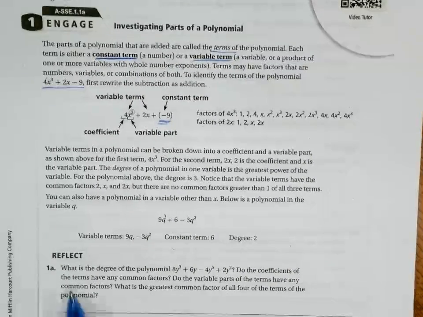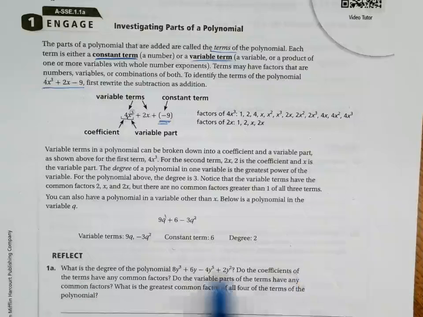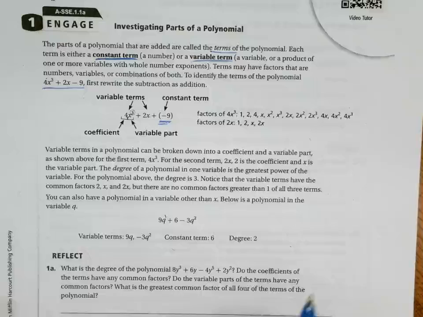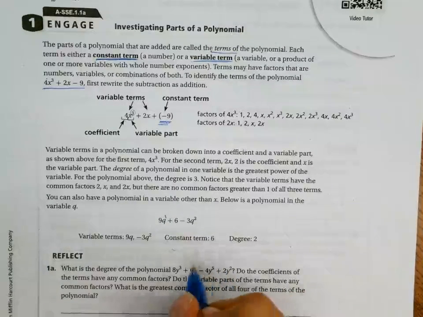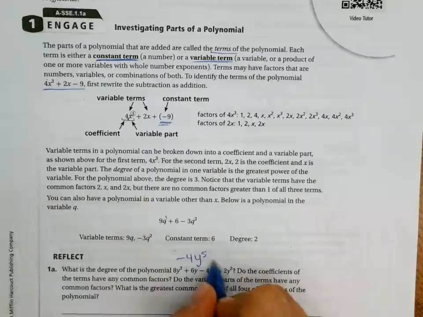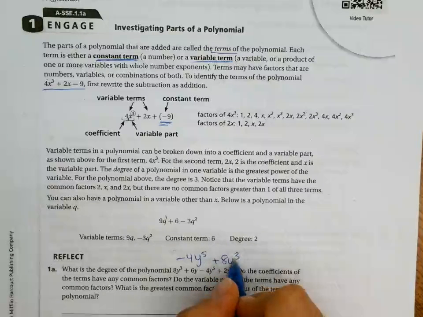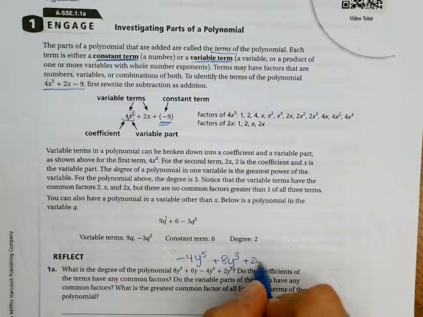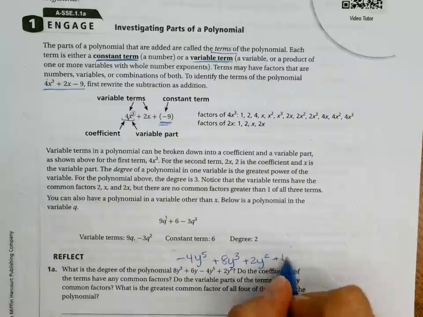What is the degree of the polynomial? Do the coefficients of the terms have any common factors? Do the variable parts of the terms have any common factors? What is the greatest common factor for all four of the terms of the polynomial? All right, so these are all in y's. So let's write them in descending order. So we have negative 4y to the fifth plus 8y to the third plus 2y squared plus 6y.